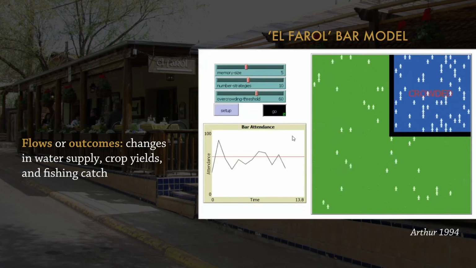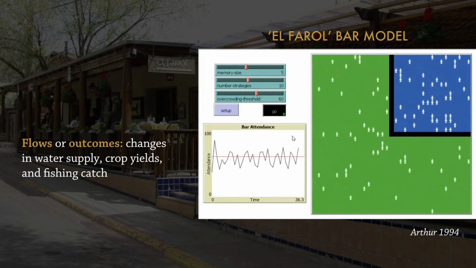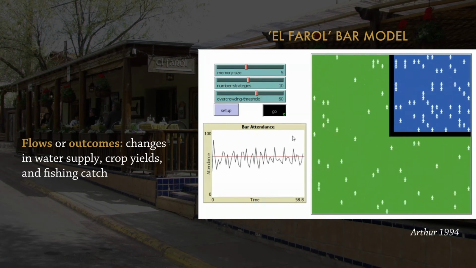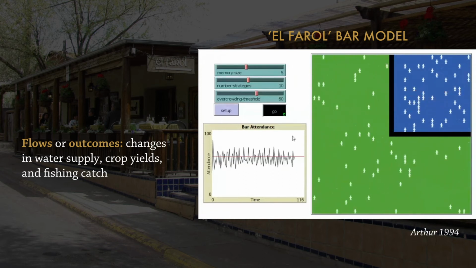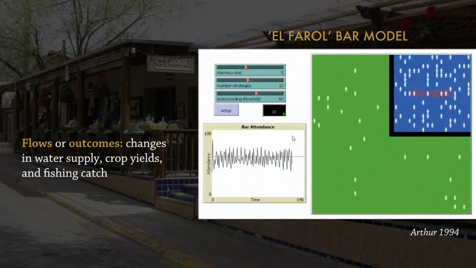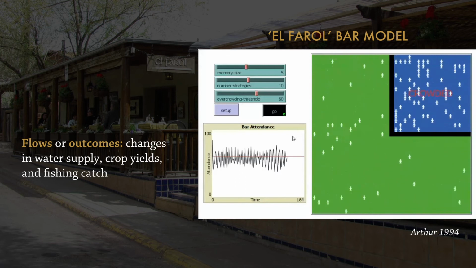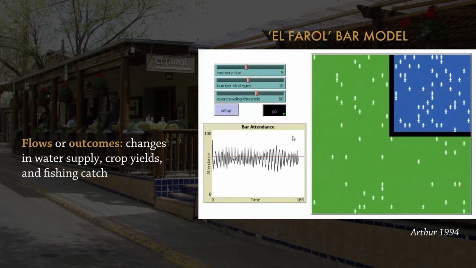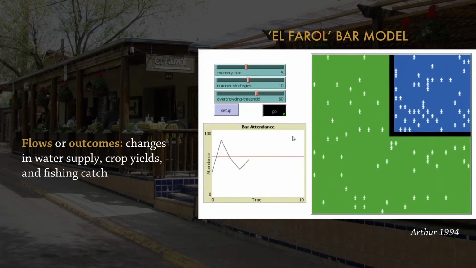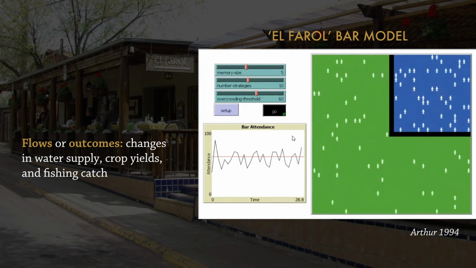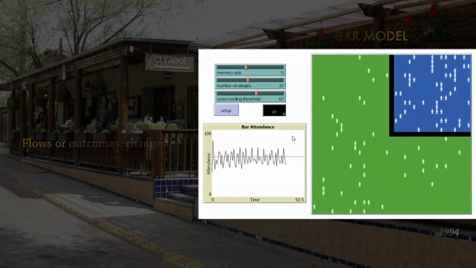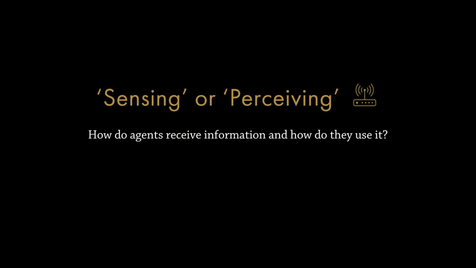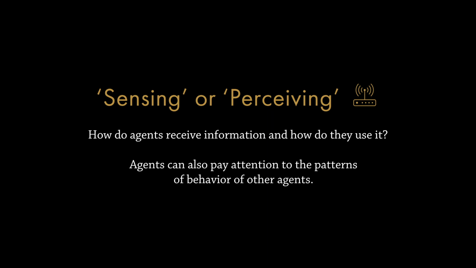Of course, expectation formation and subsequent decisions to attend are subject to heterogeneity among agents' preferences, experiences, and methods for making predictions. This is a relatively simple example, but such agent sensing of the overall system state can easily be extended to the socio-environmental system context for things like crop yields at the end of a growing season, water supply from a public source with multiple users, or fishing catch in a competitive fishery. Finally, agents can also pay attention to the patterns of behavior of other agents.